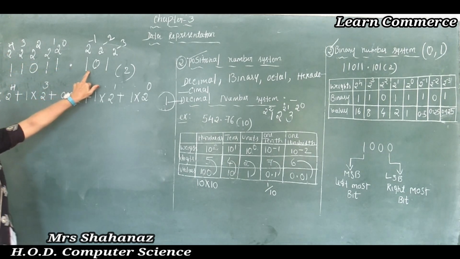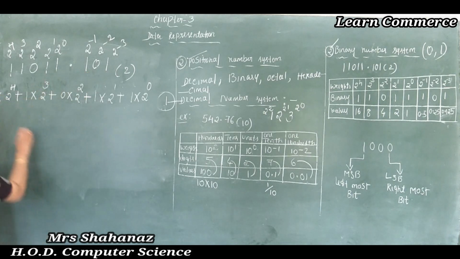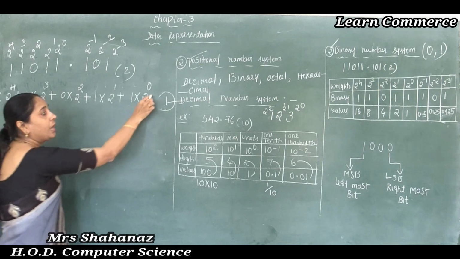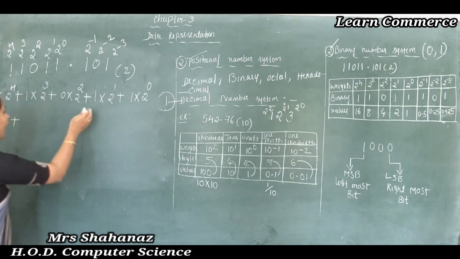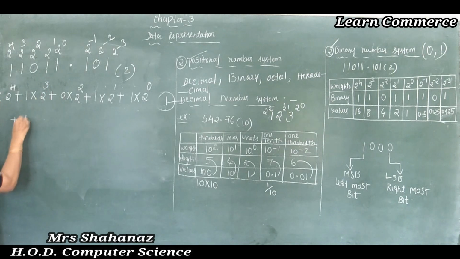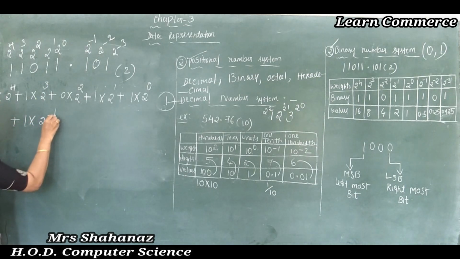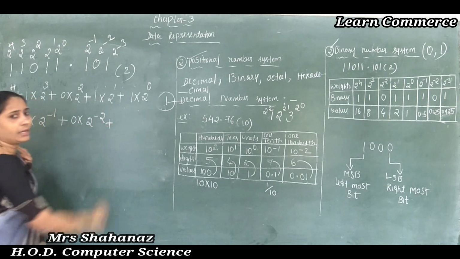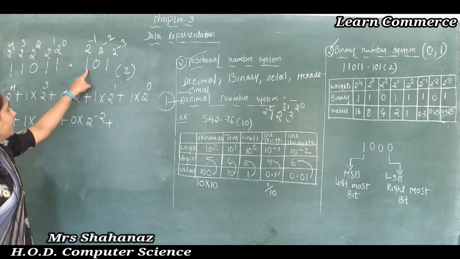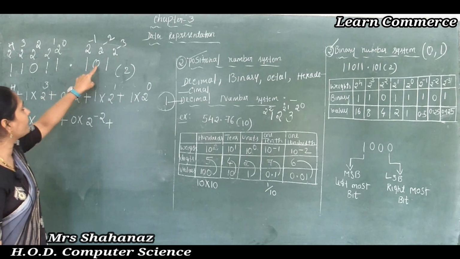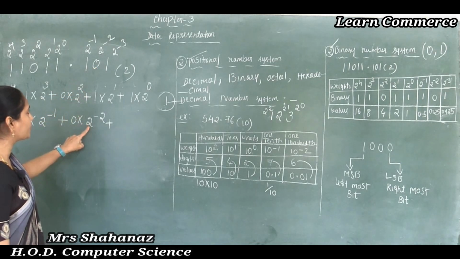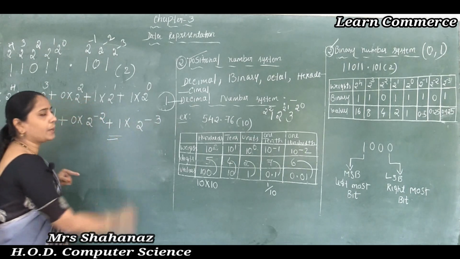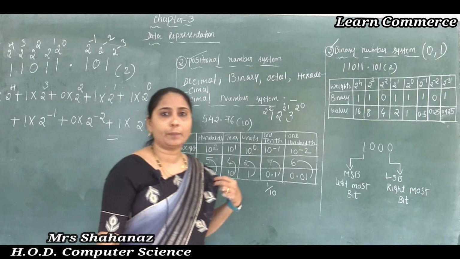Now I am going to complete the next part after the fractional. So plus, this one is the continuation after 1 into 2 to the power of 0. Now I am going to write 1 into 2 to the power of minus 1, plus 0 into 2 to the power of minus 2, and 1 into 2 to the power of minus 3. So this is the representation of the binary number system.